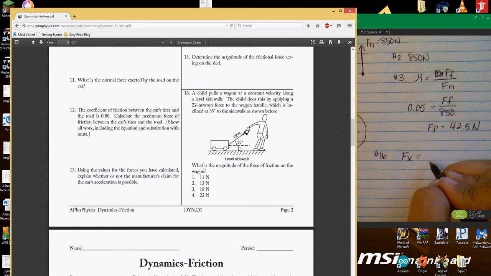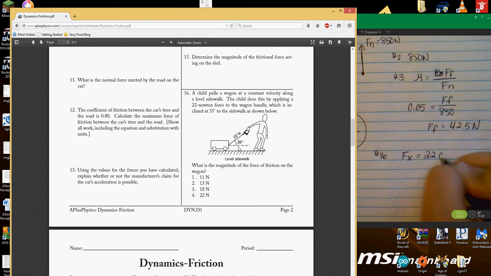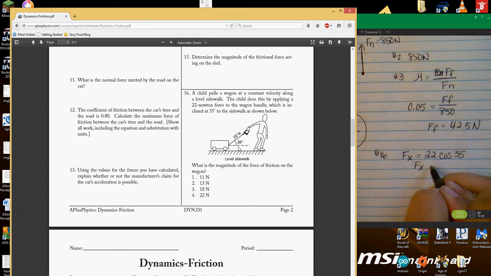So in this case, it says that the child does this by applying a 22 newton force. So whatever that force is, that's the initial amount and magnitude that we have. And then because it's in the x direction, we're doing cosine, and that's going to be the 35 degrees from the horizontal. So very similar to the projectiles that you've done before. So that means that our F in the x, horizontal direction is 18 newtons.